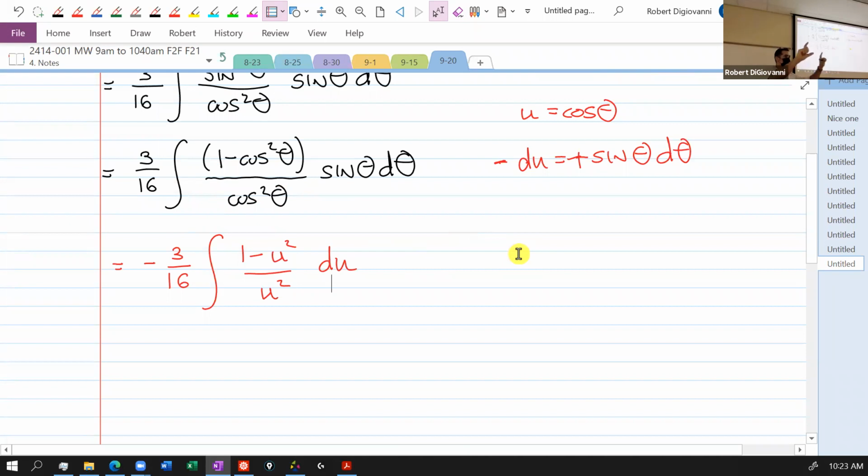Split that into two fractions, right? 1 over u squared minus u squared over u squared. So this becomes negative 3/16, and then it becomes 1 over u squared. I'm going to write that as u to the negative 2, and then minus 1 du. So I did 1 over u squared. I know I'm going to need to integrate that, so I rewrote it as u to the negative 2, and then u squared over u squared is 1, and I'm there.